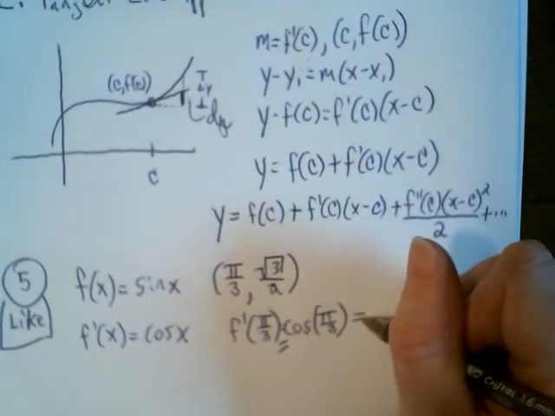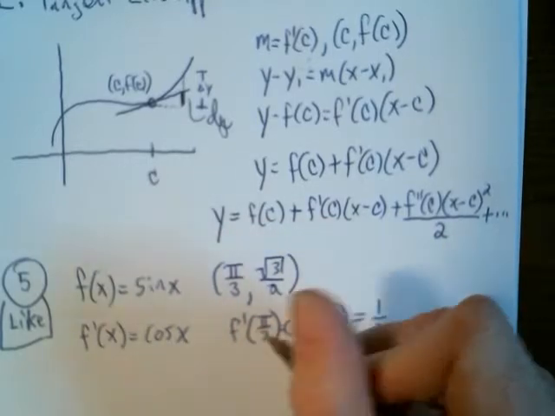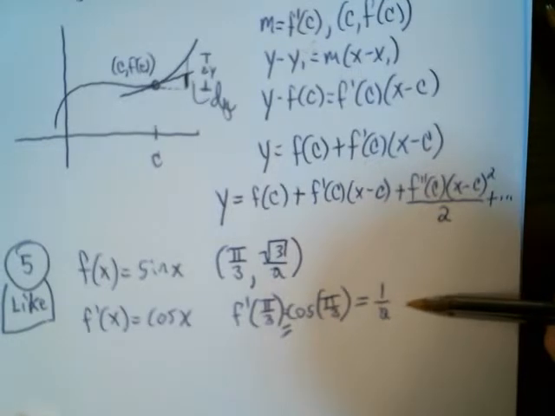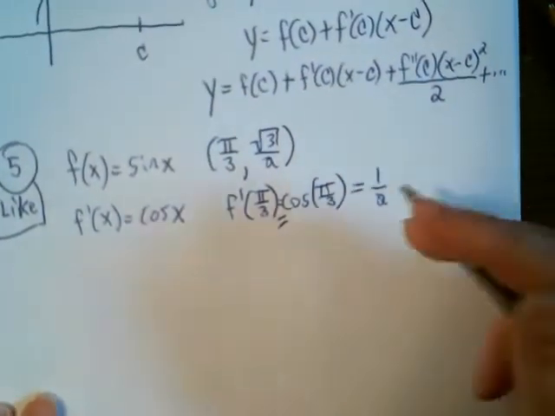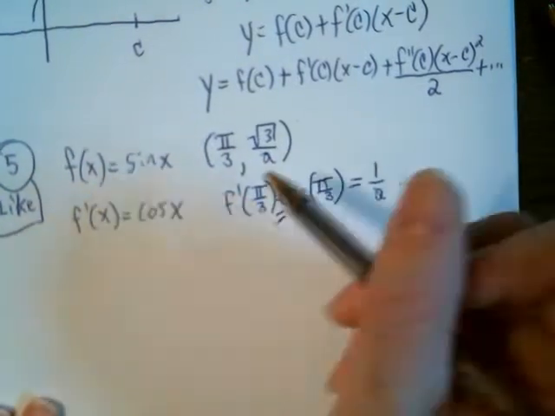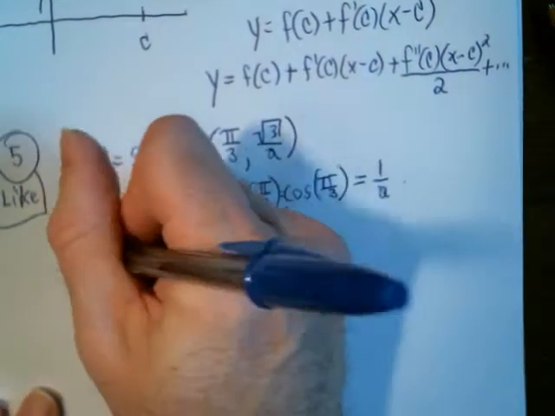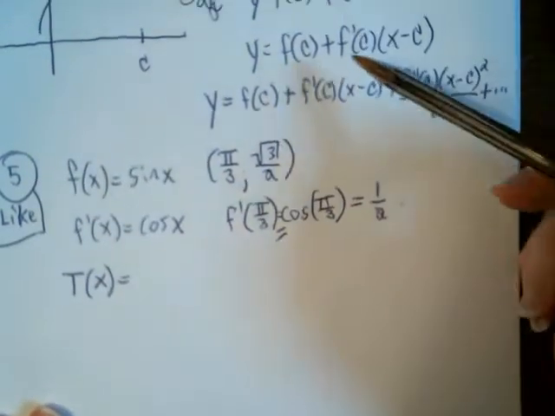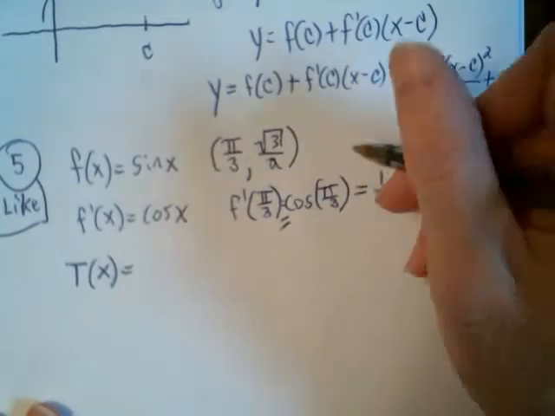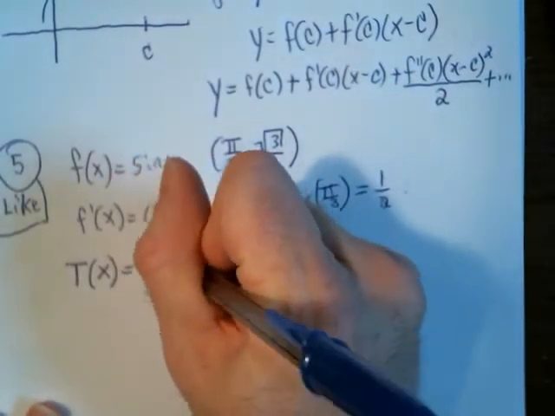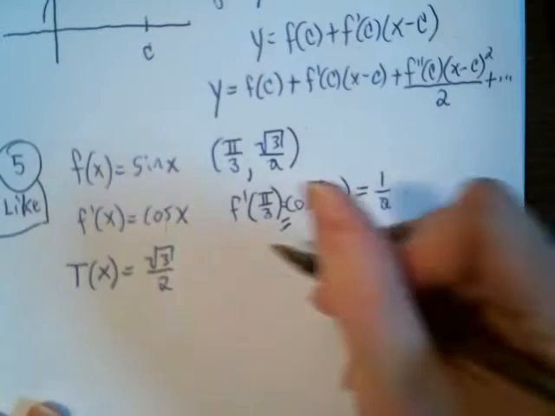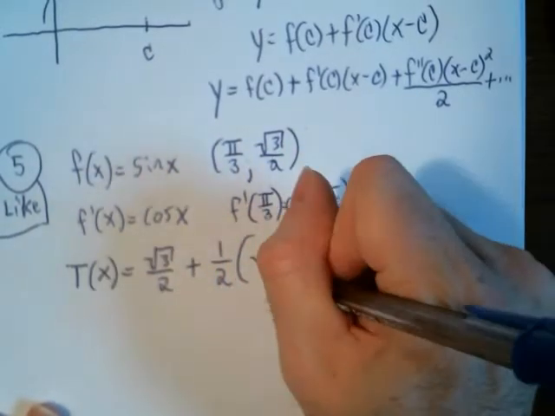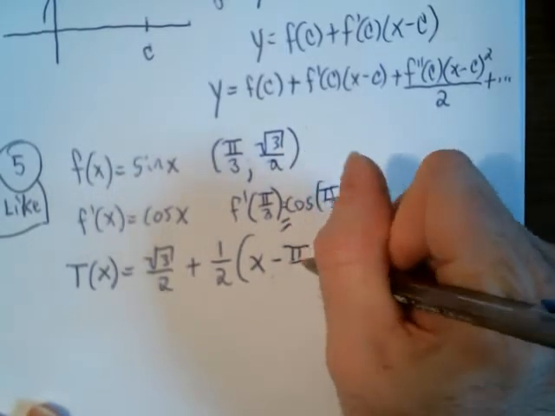And the cosine of pi over 3 then is 1/2. And so we have our point and we have our slope there, so we can create a tangent line equation to approximate f of x at this point, pi over 3. So I'm going to call it t of x, and it'll equal f of c. So f of c is radical 3 over 2. And then plus f prime of c, which is 1/2, times x minus c, which is pi over 3.